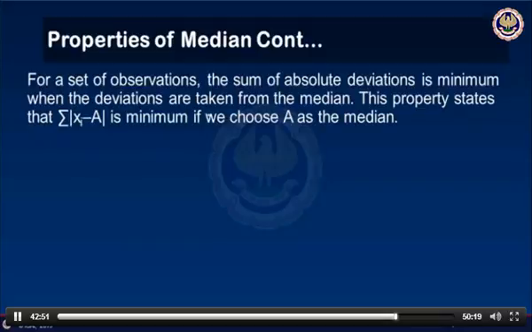Properties of median continued. For a set of observations, the sum of absolute deviations is minimum when the deviations are taken from the median. This property states that the summation of |xi minus a| is minimum when a is the median. In the case of the mean, the sum of the deviations from the mean is 0. In the case of the median, the sum of the absolute deviations from the median is minimum. This is a very important multiple choice question from the examination point of view.